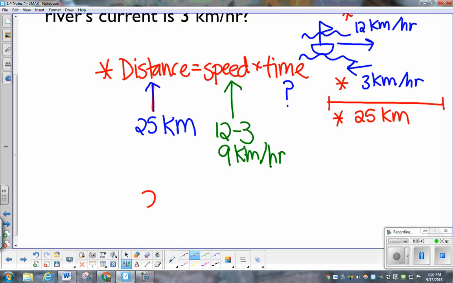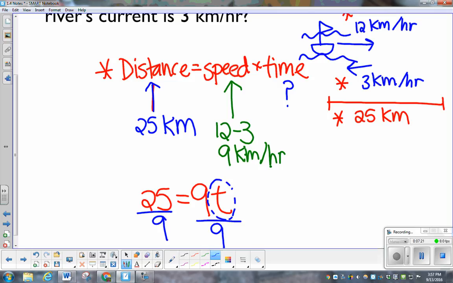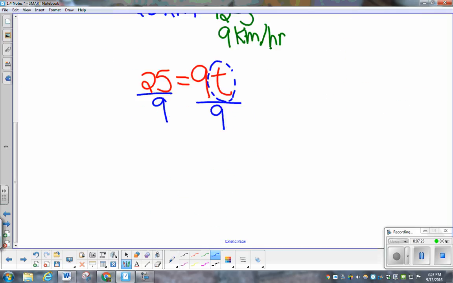So let's translate this. Our distance is 25. We can go ahead and plug that in. We also know our speed is 9. And we don't know the time. So distance equals speed times time. I'm just going to write a t right now, 25 = 9t, because I'm not sure what my time is. So now this is an equation that you guys can solve. So now we're going to carry out this mathematical manipulation. We're trying to solve for t here.